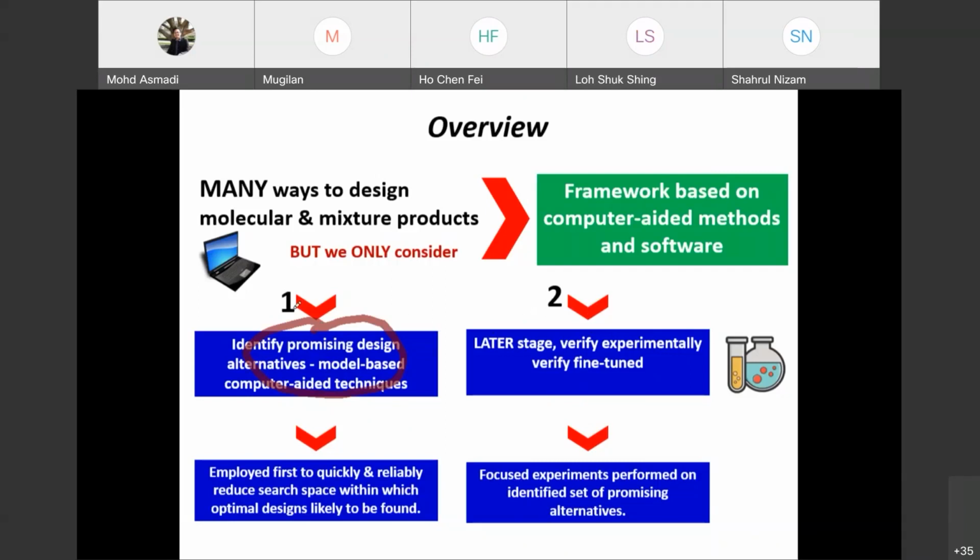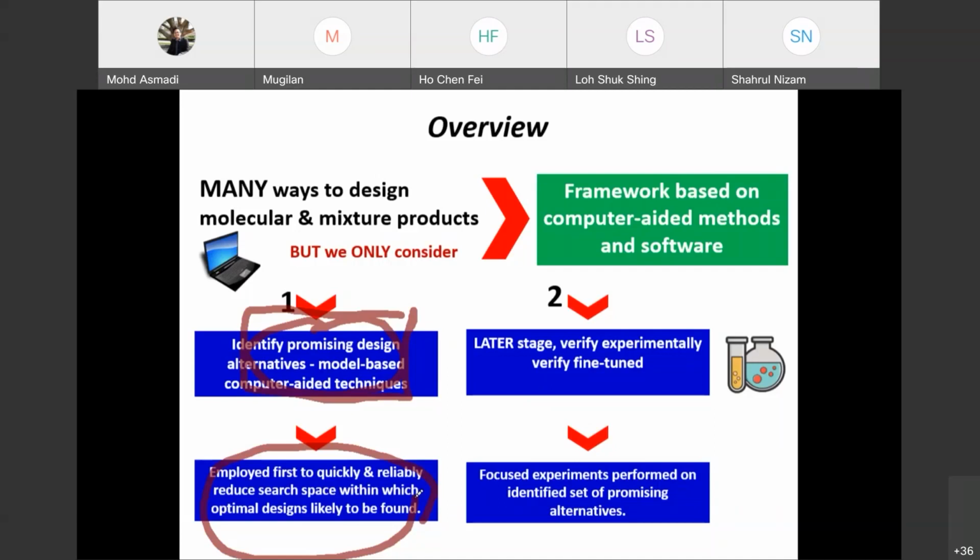By using the computer, we can quickly and reliably reduce the search space within which the optimal design is likely to be found. Meaning that we can do screening. We identify what molecule, for example, if you want to design a solvent. The information that you need: maybe alcohol, acetals, what else? The functional group, especially. How many carbons are possible for that solvent? Maybe between 4 carbons, 3 carbons. We are trying to reduce by using the modeling.